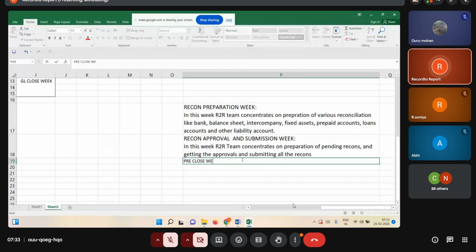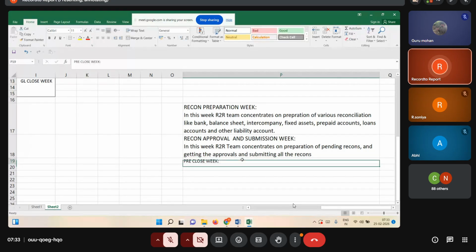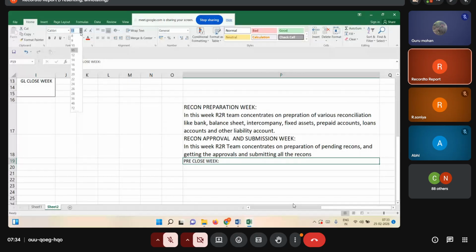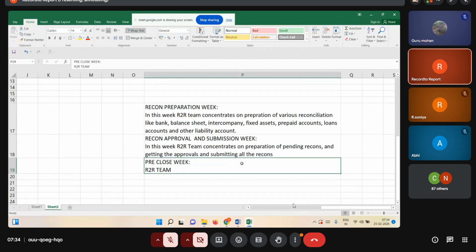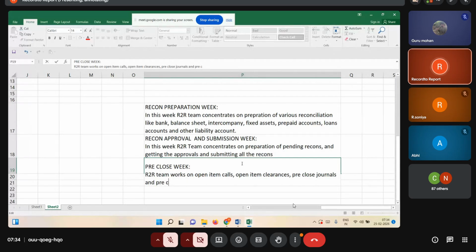The third week will be called the pre-close week. In this week, the R2R team works on open item clearance, open item calls, pre-close journals, and pre-close activities.